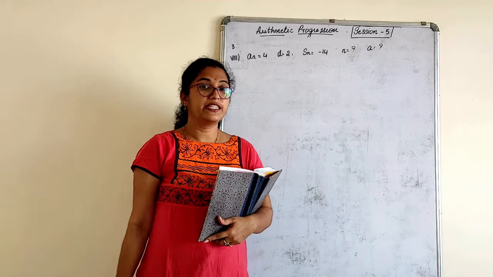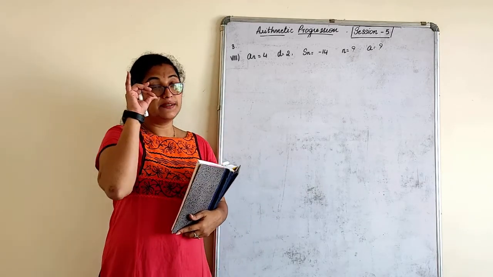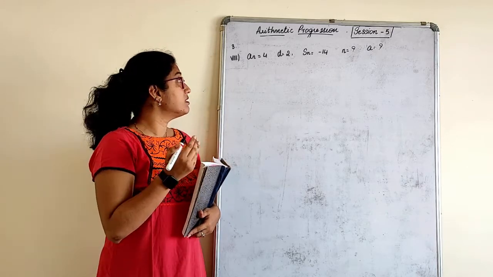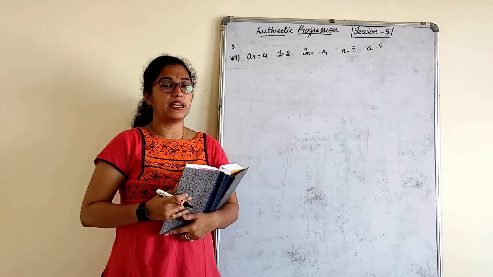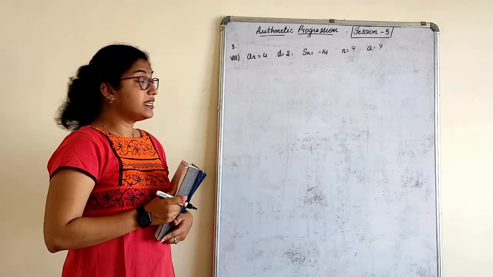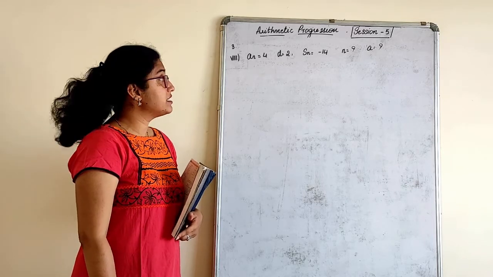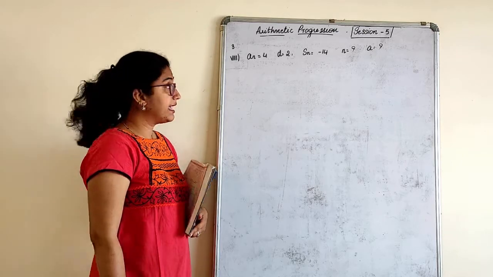Good morning. We will start session 5 on the chapter arithmetic progression. Yesterday, in sum to n terms, we started with an exercise and did up to the seventh sum. We'll continue with the remaining third main, the eighth one, where an is given, common difference is given, sum to nth term is given, find n and a.